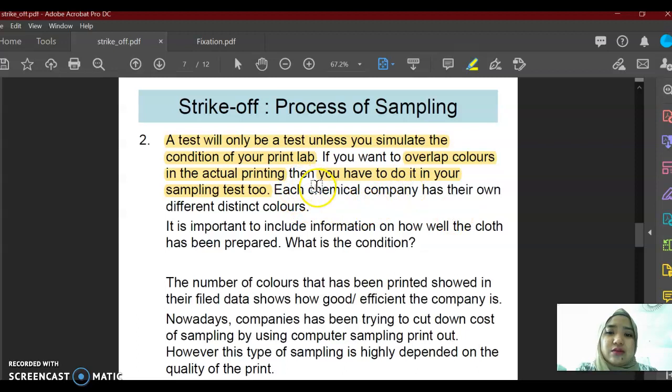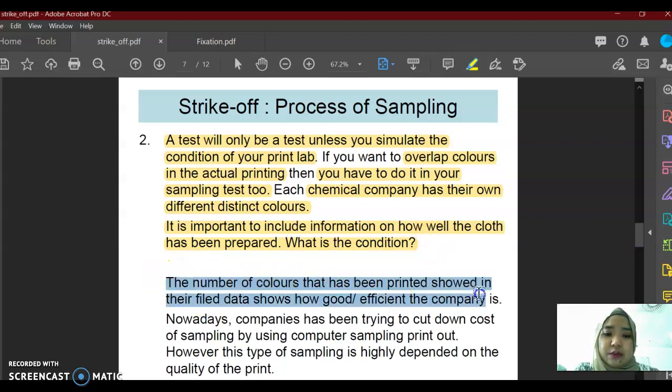Okay, so different chemical company, they have their own different distinct colours. So macam setengah colour mungkin company tak keluarkan, setengah colour mungkin company lain keluarkan. And then it's also important to include how well the cloth have been prepared. Okay, cloth belum prepared ni bukan maksudnya sediakan potong saja. Prepared maksudnya ada setengah kain dia kena basuh dulu, setengah kain dia kena jemur dulu to remove any residue yang membuatkan dia tak ada trimmer dye.